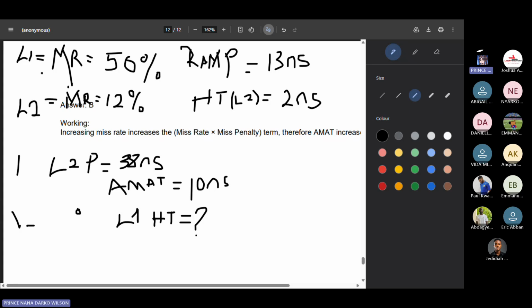The level 1 miss rate given here is 50%. Level 2 miss rate given here is 12%. The RAM penalty is 13 nanoseconds. The hit time for level 2 is 2 nanoseconds. Also, let me include level 1's hit time. Okay, we are finding level 1's hit time. I almost messed up. So yes, everyone, attempt this.